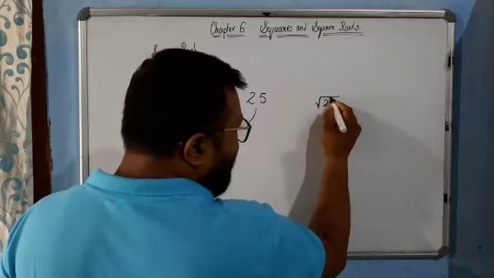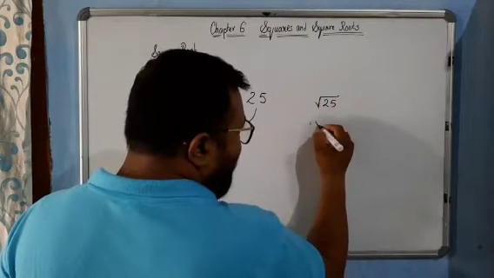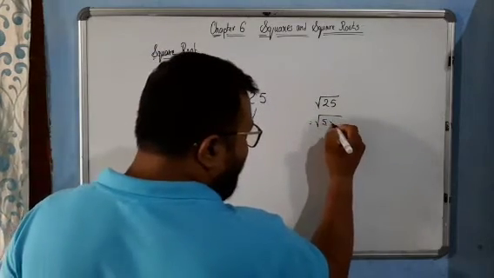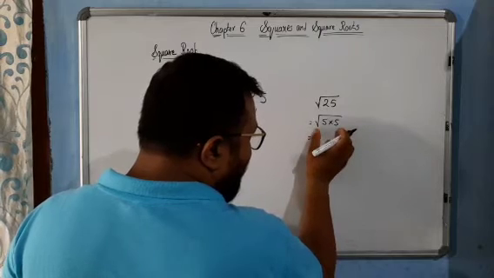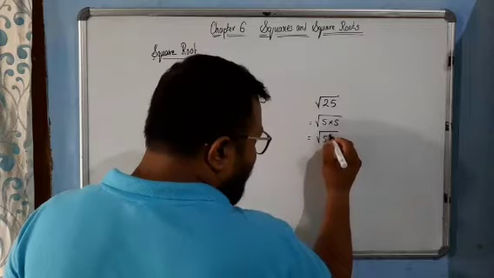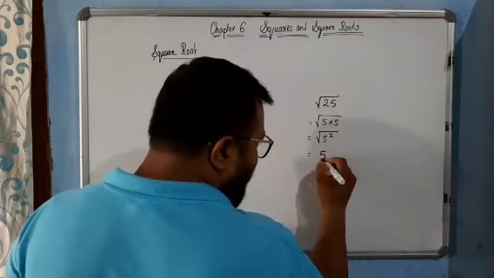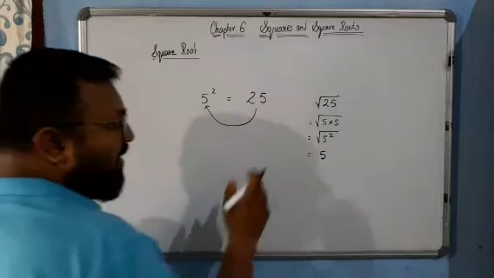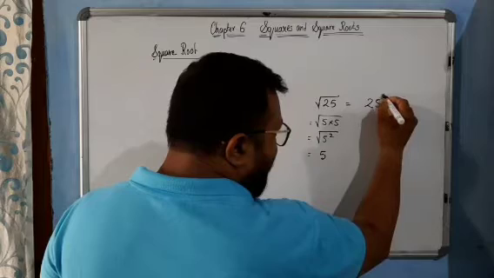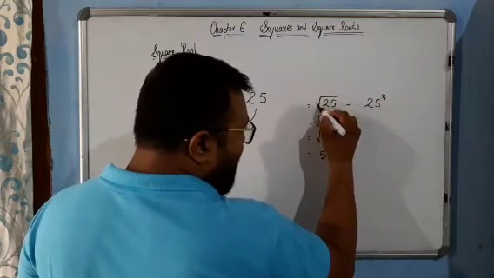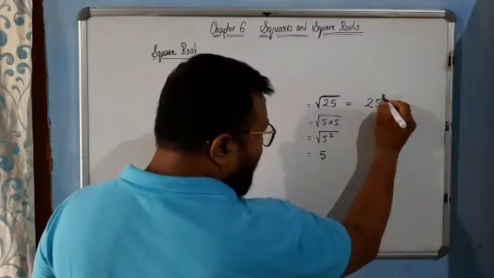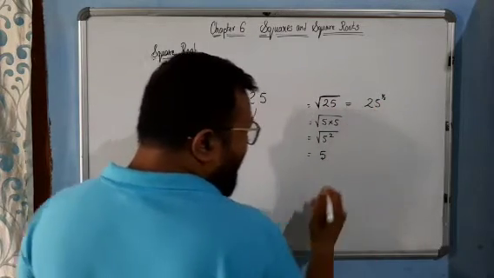The square root of 25: 25 means what? 5 square means 5 into 5. So the square root of 5 into 5, that is 5 square, will be 5. How does it happen? It will be equal to 25 to the power half. This is the symbol of square root. If we want to show this in exponent notation, then it will be half.